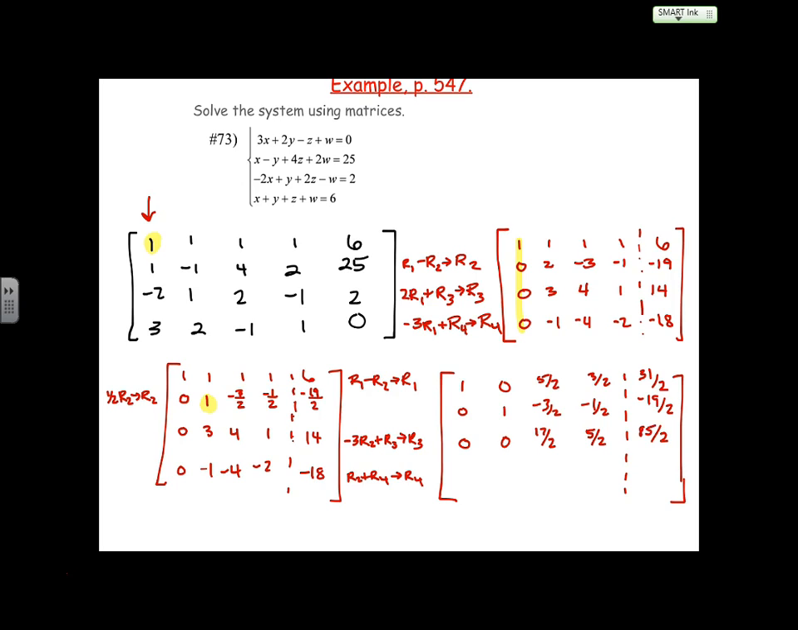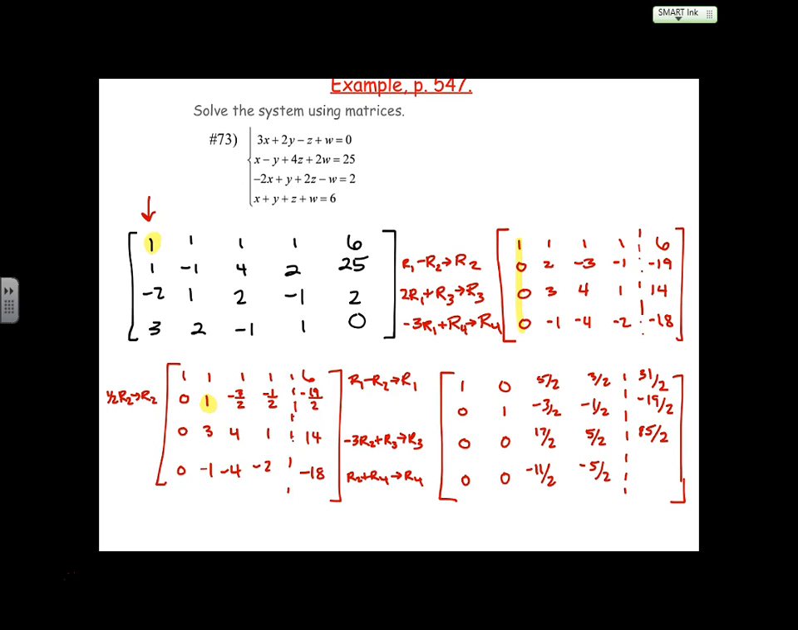Row 4. Whew, this one's easier. Just row 2 plus row 4. Okay, good. So 0 plus 0 is 0. 1 plus negative 1 is 0. Negative 3 halves minus 8 halves is negative 11 halves. Negative 1 half minus 4 halves is negative 5 halves.